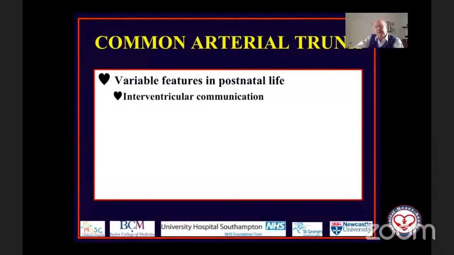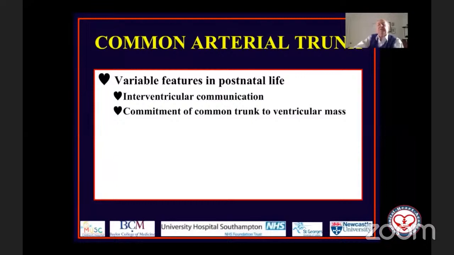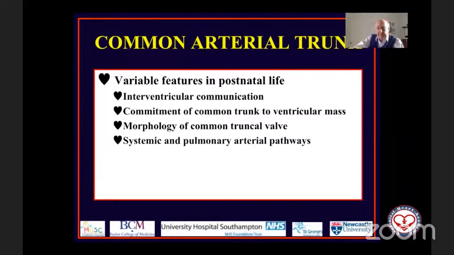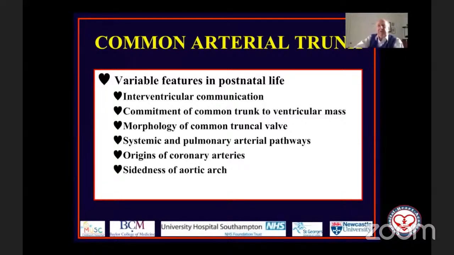You've already seen that Diane has described it, the heart she's demonstrated to you thus far, but we will repeat that very shortly. We're then going to look at the variation in terms of the commitment of the trunk to the ventricular mass. You've also heard Diane describe to you how the common truncal valve can have various numbers of leaflets. Oftentimes, those leaflets can be dysplastic. We've emphasized now that the way that we describe the intrapericardial pathways is on the basis of aortic as opposed to pulmonary dominance. For the surgeons, we need to know where the coronary arteries are.